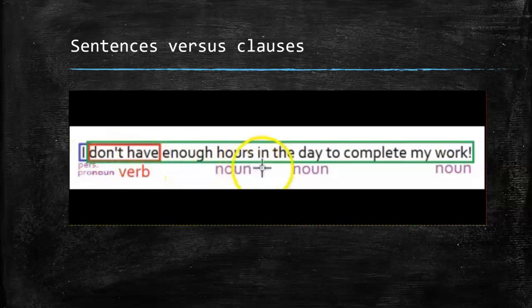I don't have enough hours in the day to complete my work. Okay. I is the subject. Don't have is the verb, and everything else right here is the predicate. So everything from the verb, don't have, all the way to work, don't have enough hours in the day to complete my work, all of this boxed in green is the predicate, whereas I, right here, is a subject.